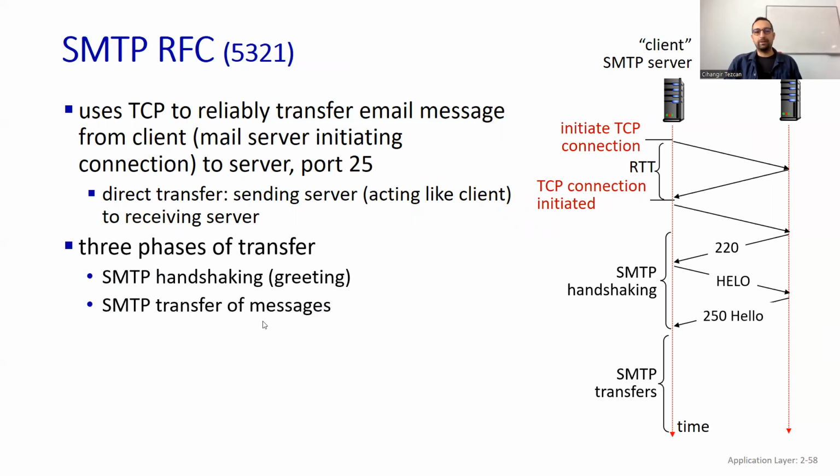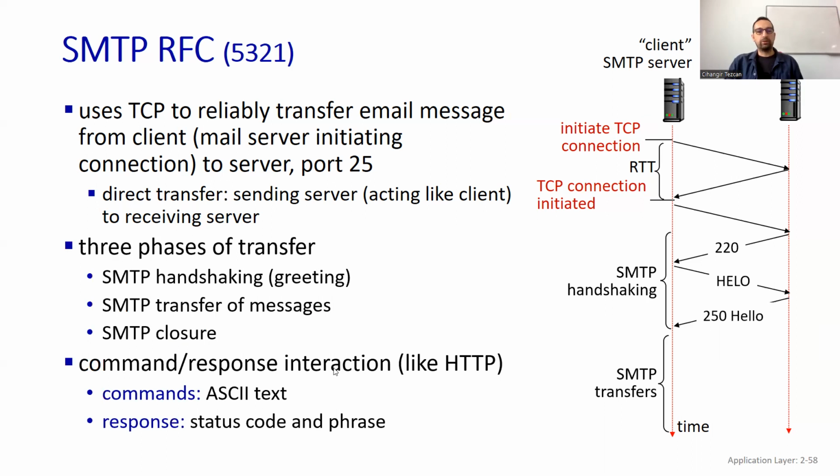Then you transfer messages. So in one connection, actually, if there is more than one mail to this mail server, you can send them here. Okay, you don't have to re-establish the SMTP handshaking. So commands are in ASCII text because this is a very old protocol. There are some things you have to convert and so on. So encoding sometimes is a problem here.